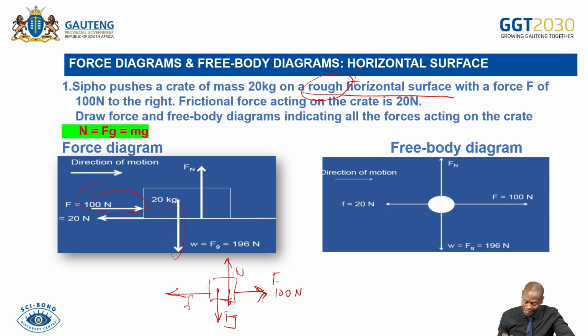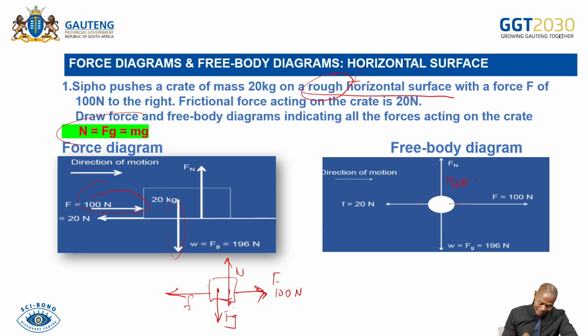This is the free body diagram. You can see all forces are starting from the dot, okay? I'm having a force applied, a frictional force, which is shorter than the force applied, right? You have Fg there, which is 196 newtons. You have the normal force, which is also supposed to be 196 newtons, but in the opposite direction. Okay, so these are our free body diagrams and force diagrams on the horizontal surface.